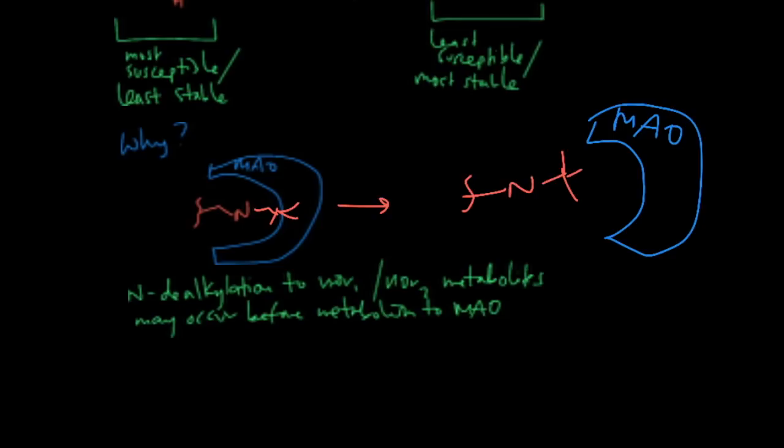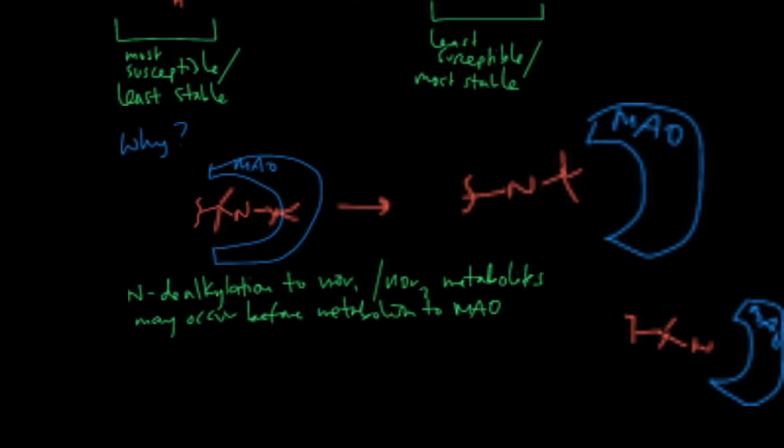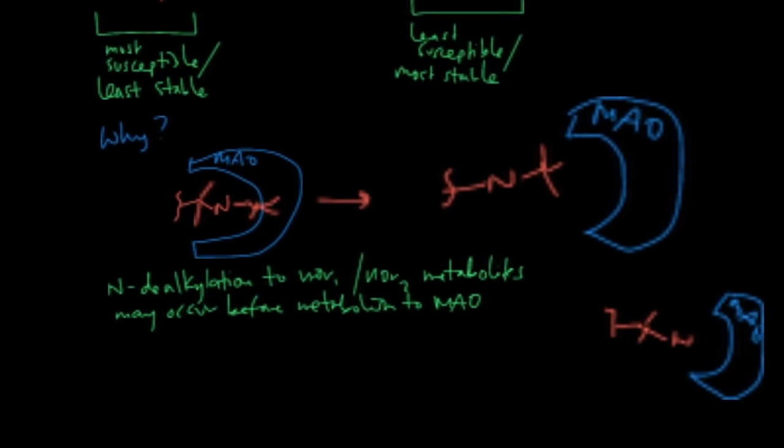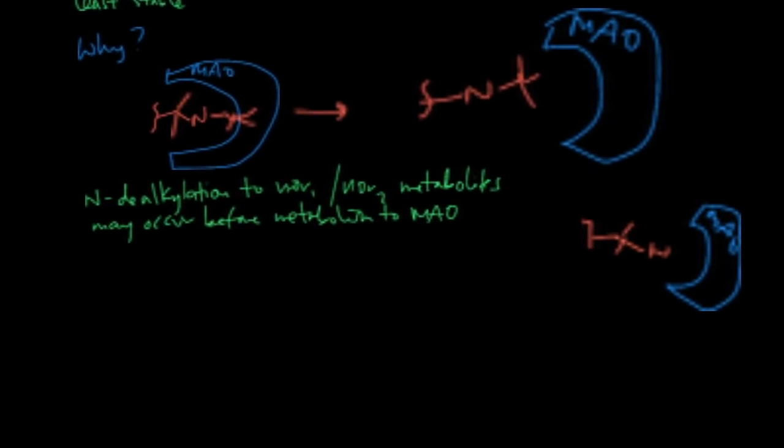Likewise, adding alpha groups on the alpha carbon also pushes the molecule away so that it can't be metabolized by MAO. It's all about how the molecule fits into MAO. If you add groups on or near the nitrogen, then you're going to push the molecule away from MAO, so it won't be able to fit into MAO to be metabolized.